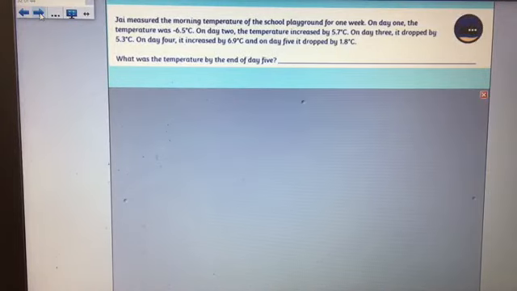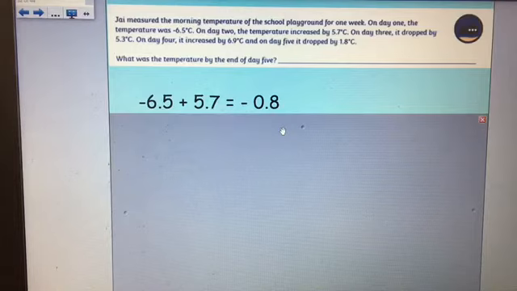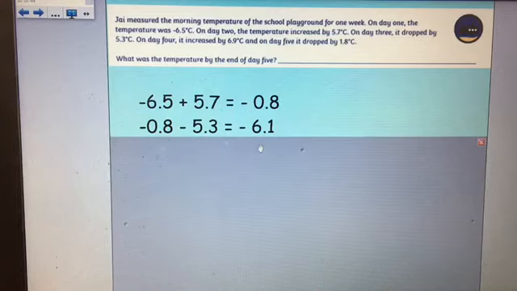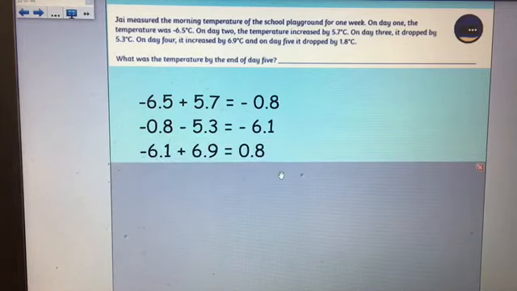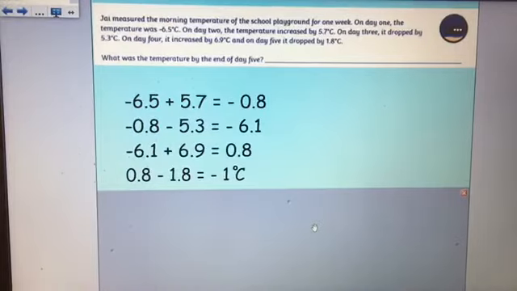And here's your next question. So for this one, you notice on day one, it was minus 6.5 and then it increased by 5.7. So you got to start off by doing minus 6.5, add 5.7. It then dropped by 5.3. So you've got to do minus 0.8, subtract 5.3, which makes it minus 6.1. And then increased by 6.9. So you then got to add 6.9 to make 0.8. And then it dropped by 1.8. So the temperature by the end of day 5 was minus 1 degrees C.